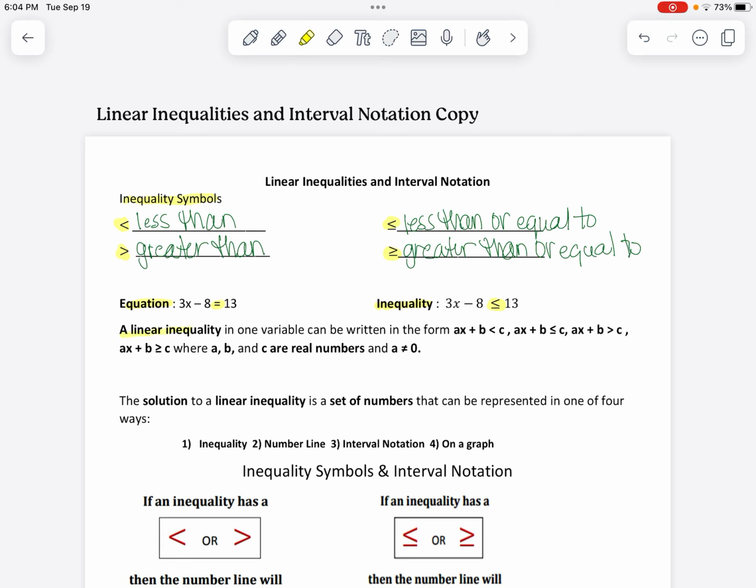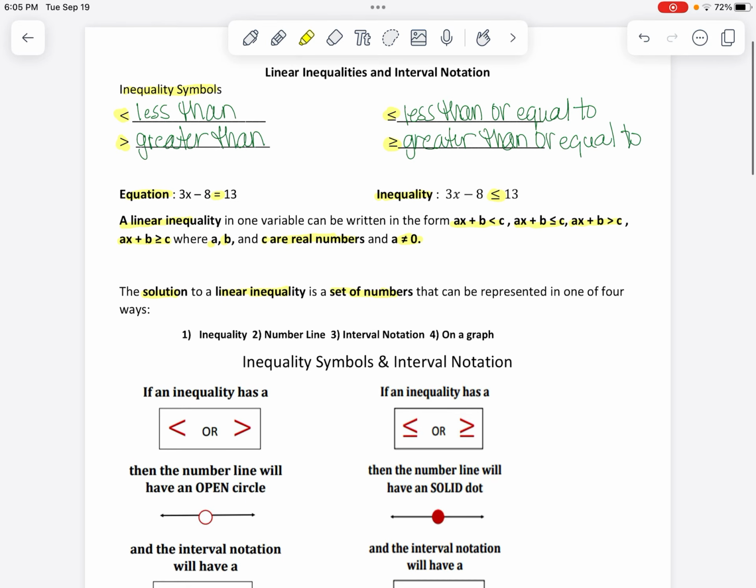A linear inequality in one variable can be written in the form ax plus b is less than c, or less than or equal to c, greater than c, greater than or equal to c, where a, b, and c are real numbers and a cannot equal 0. The solution, or the answer to a linear inequality, is a set of numbers that can be represented in one of these 4 ways. We can write it as an inequality, we can use a number line, interval notation, or a graph. We're going to focus on the first 3.